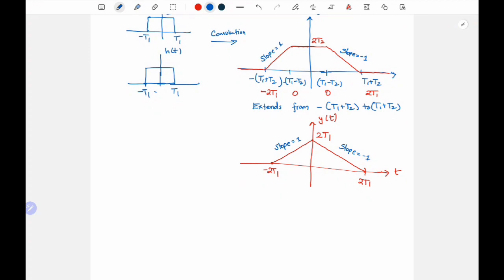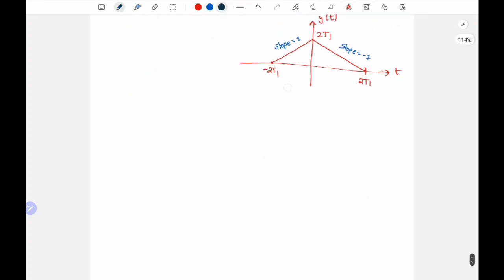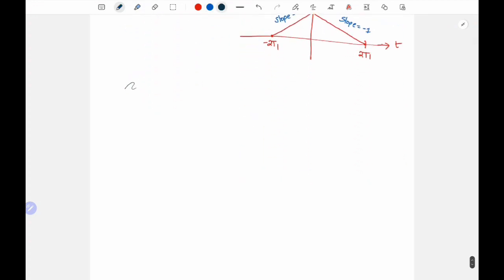Okay. So next we will see a special class of systems described by linear constant coefficient differential equations.